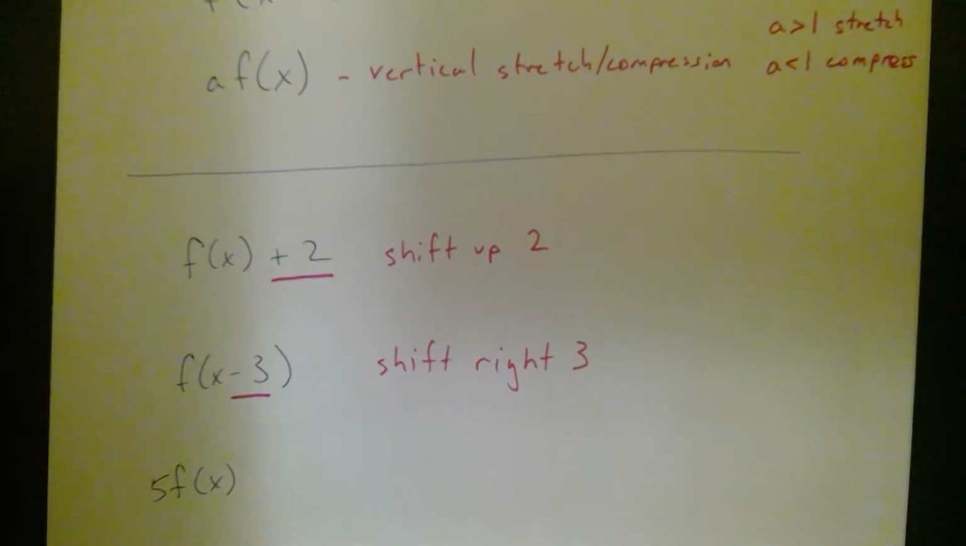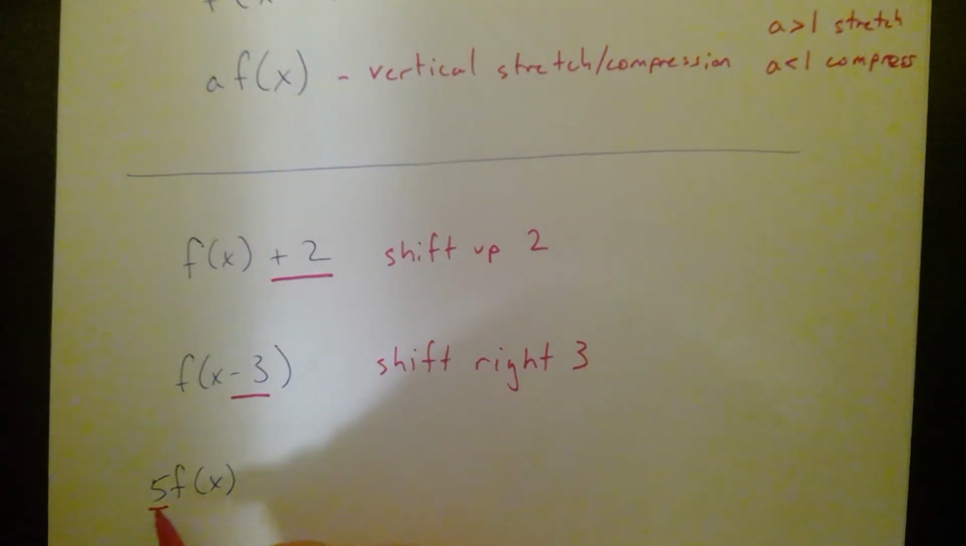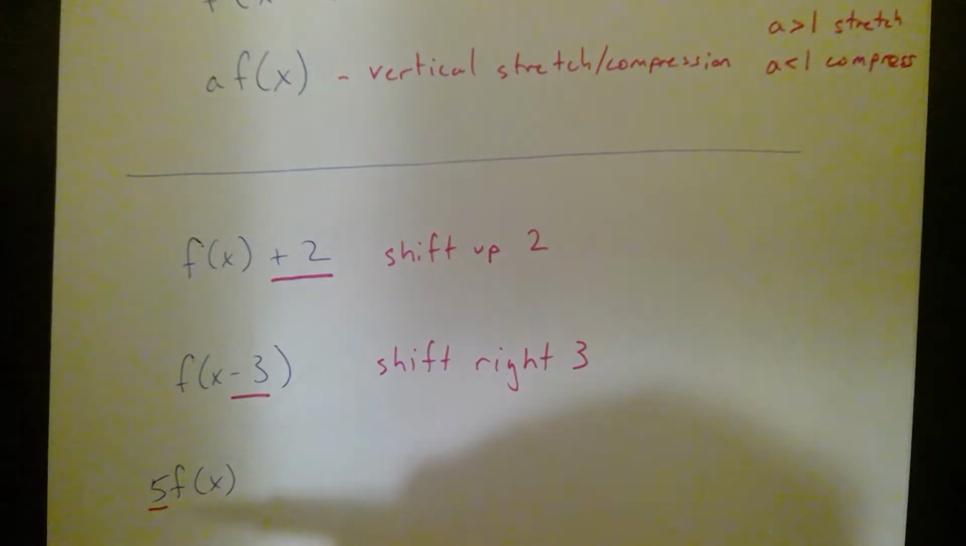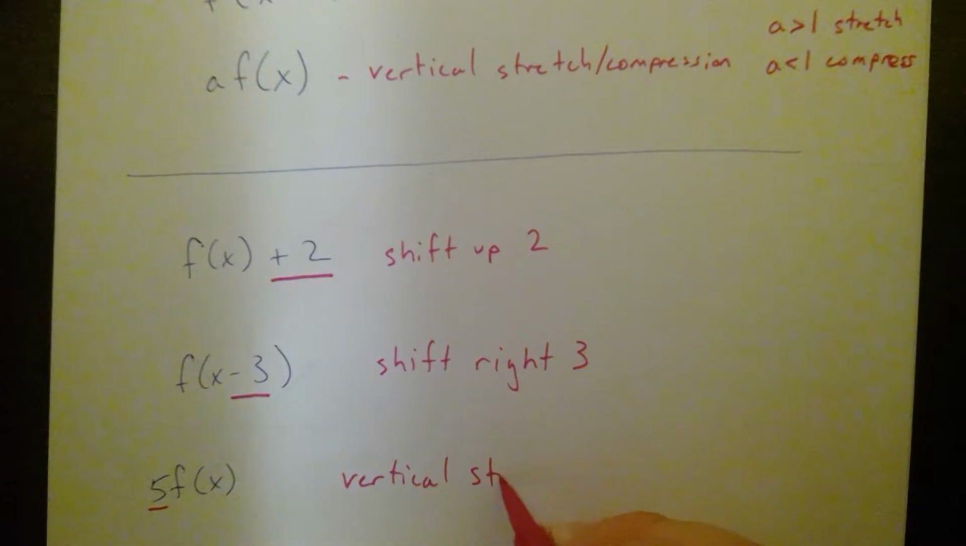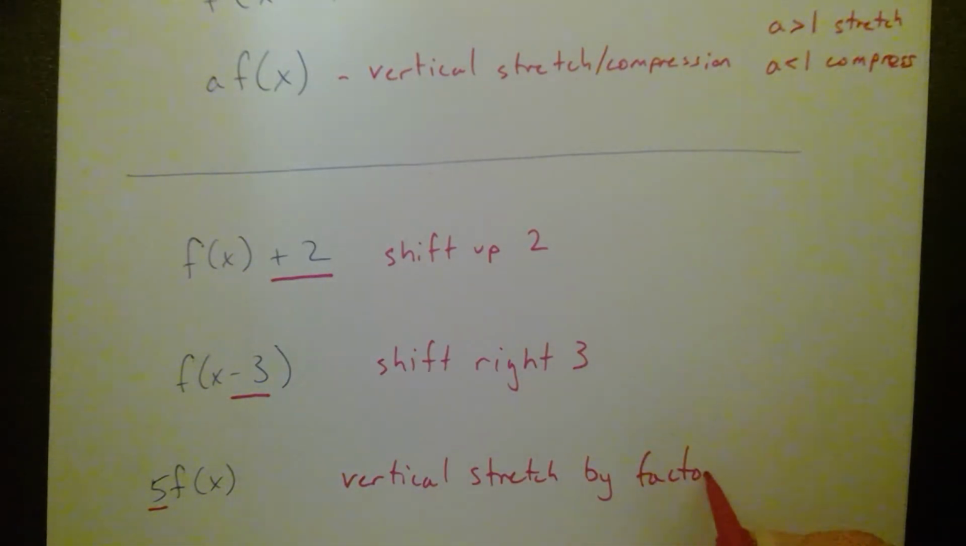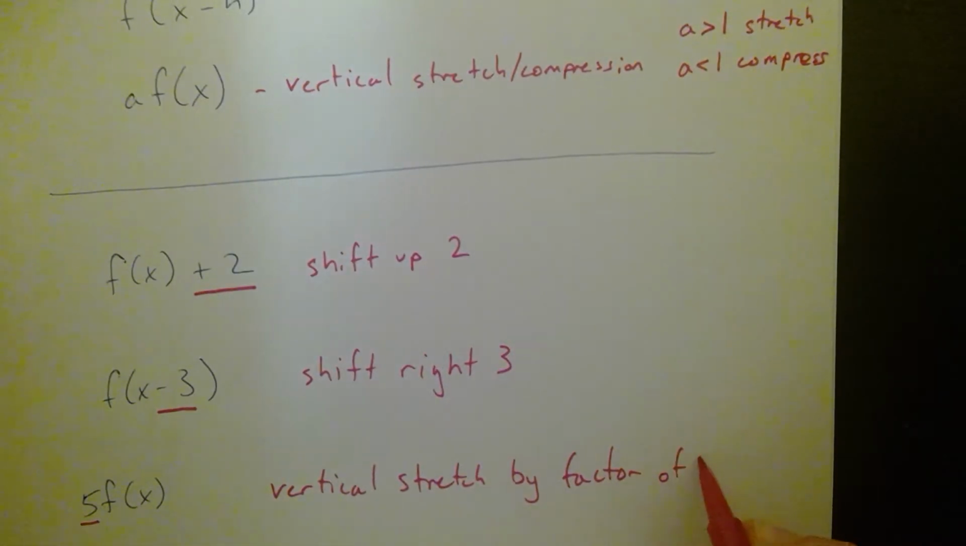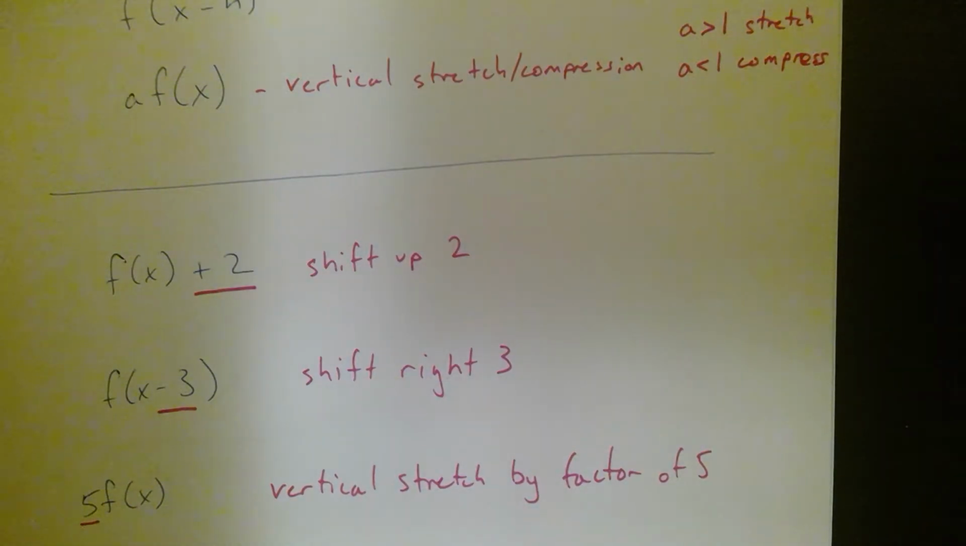Our next one, we have a 5 out in front. It's outside of our function, so it's going to be vertical. Since we're multiplying, it's going to be a stretch. So we have a vertical stretch by a factor of 5. We think about factor because we're multiplying.